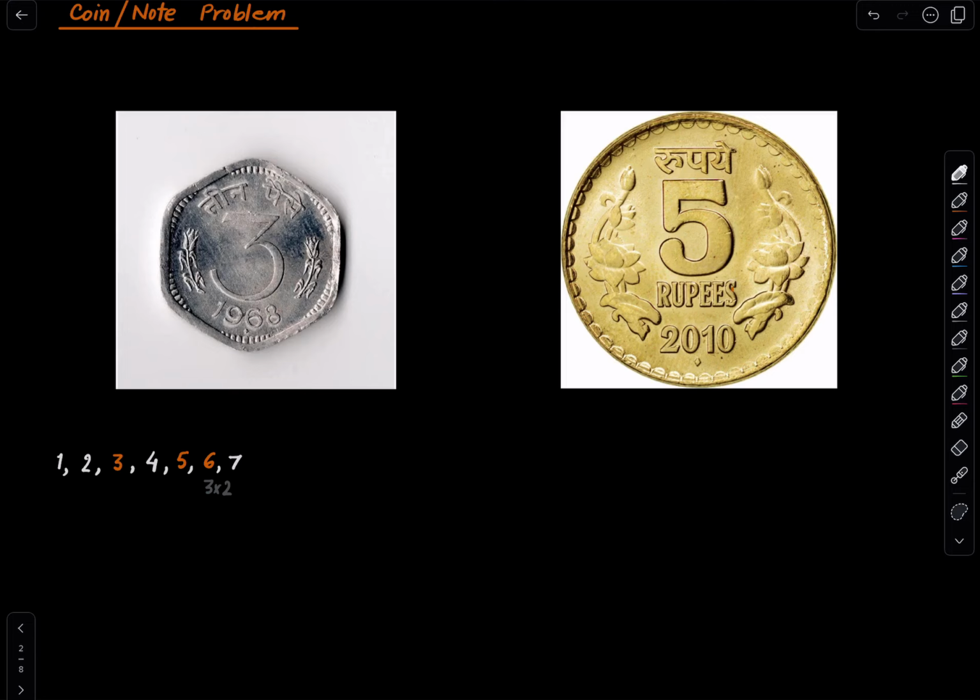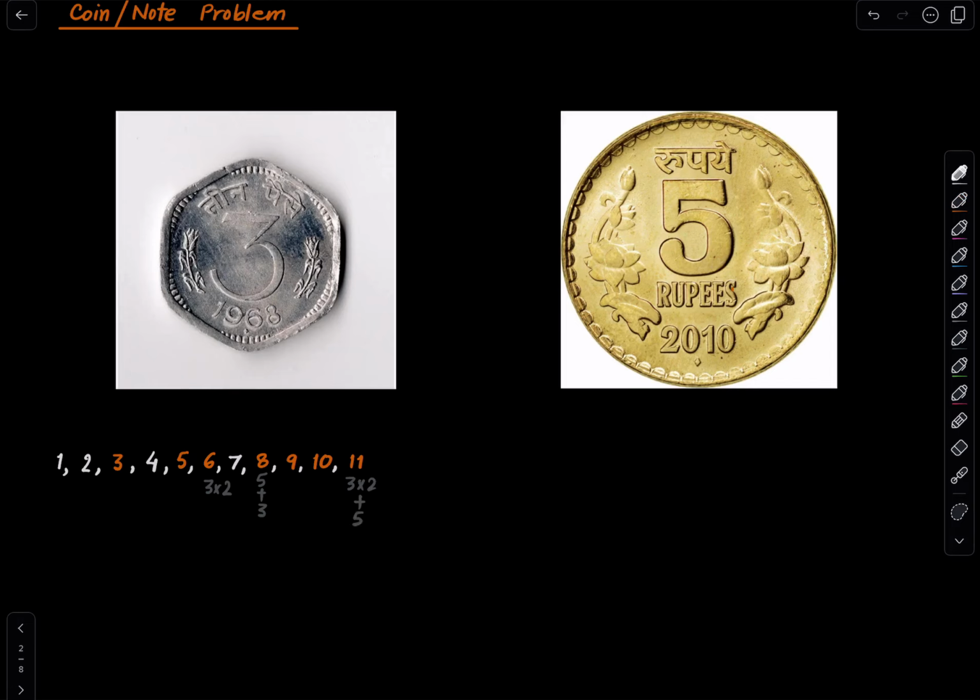What about 8? Yes, you can manage 8. Because 8 is 5 plus 3. Right? 9, clearly we can do 9. Because 9 is 3 times 3. What about 10? We can do 10. What about 11? We can also do 11 because 8 plus 3 is 11. So for 11, you can use 2 3 rupee coins and 1 5 rupee coin.